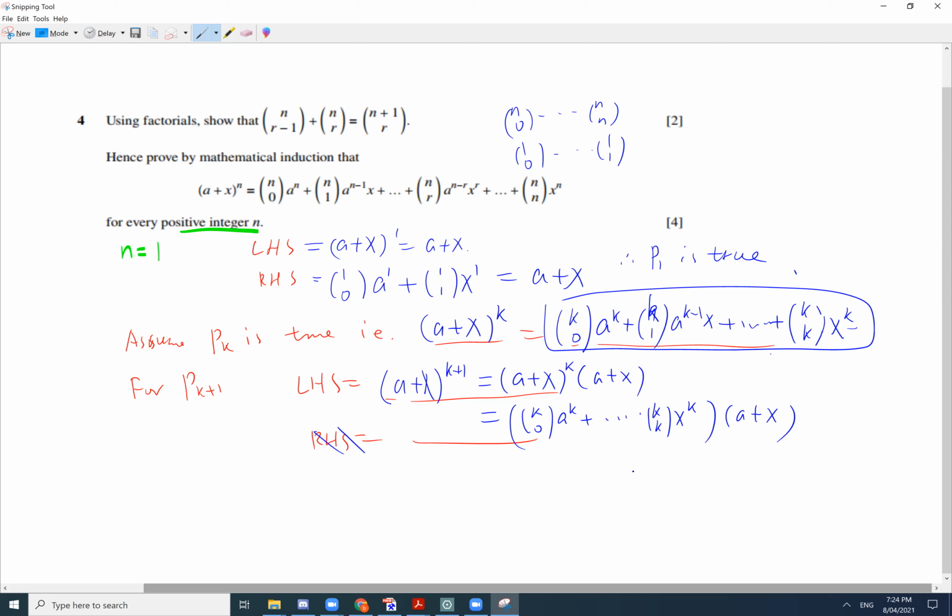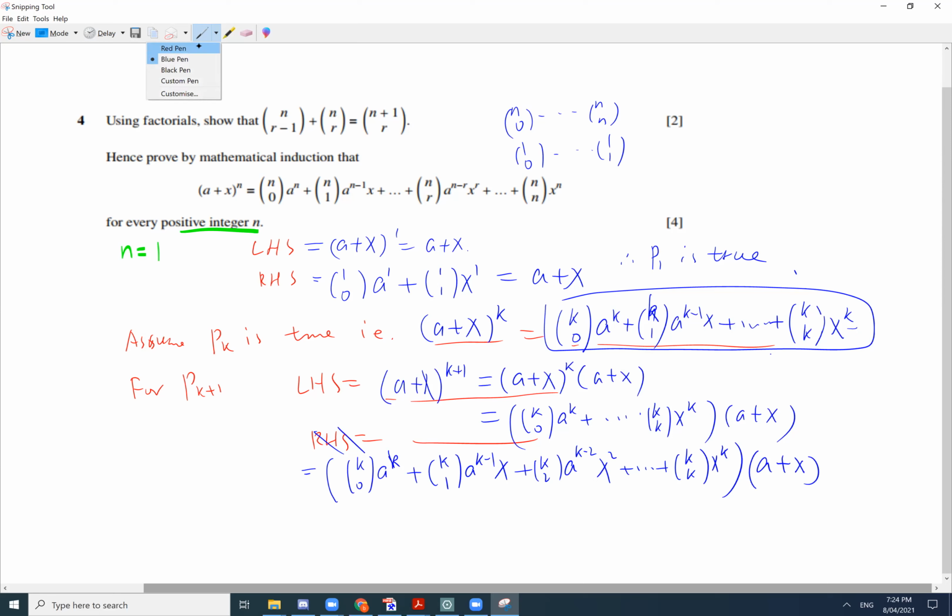To understand the question, you better write more terms in the brackets. Like here, you can write kC0 a^k, kC1 a^(k minus 1) x, kC2 a^(k minus 2) x squared. Okay, we write a bit more. Now times by a plus x, expand.